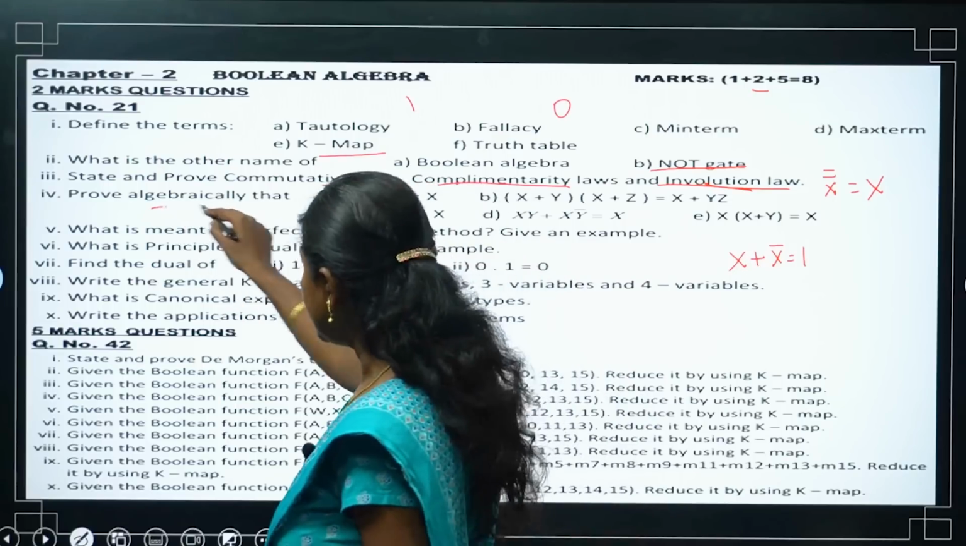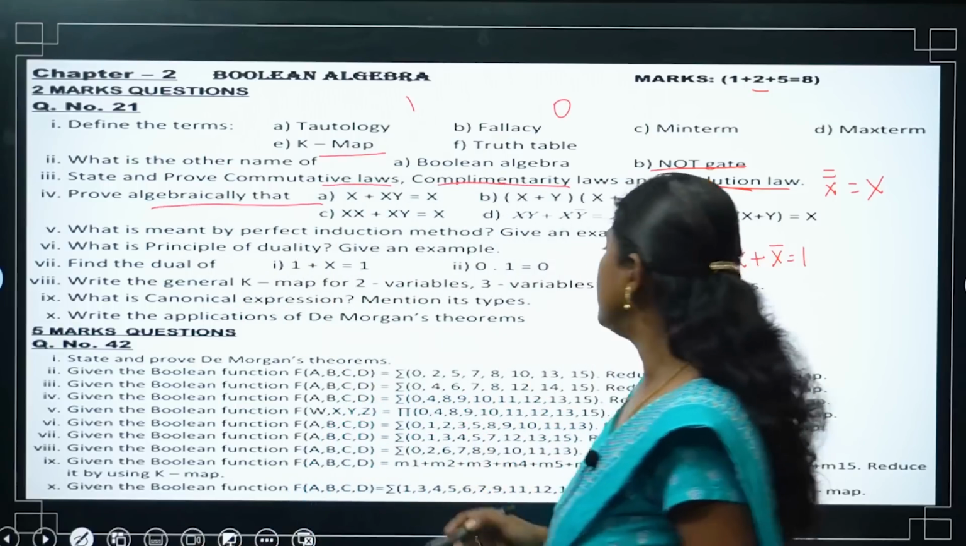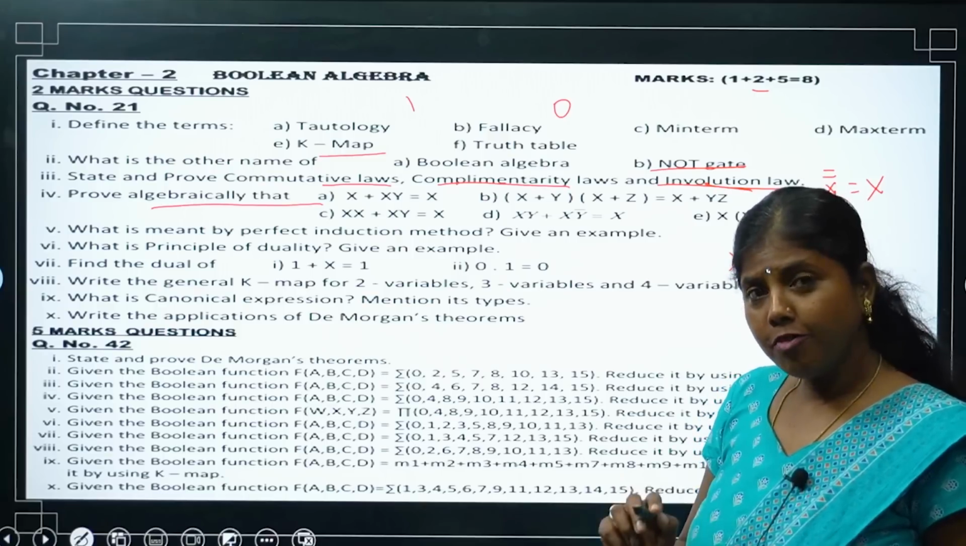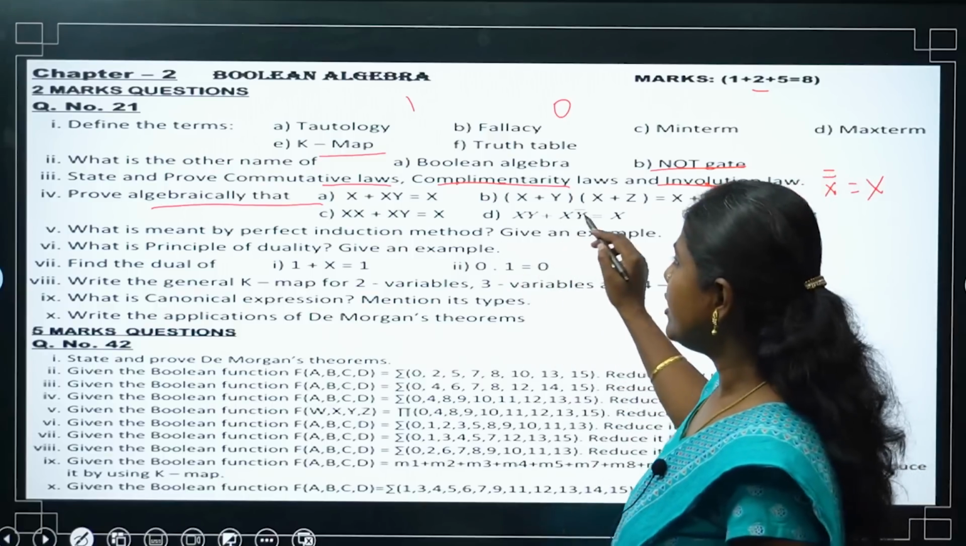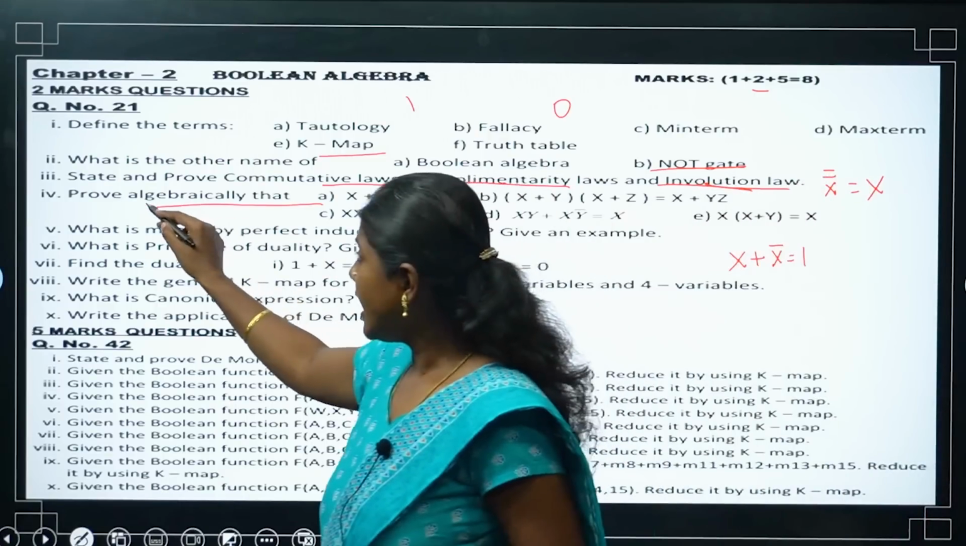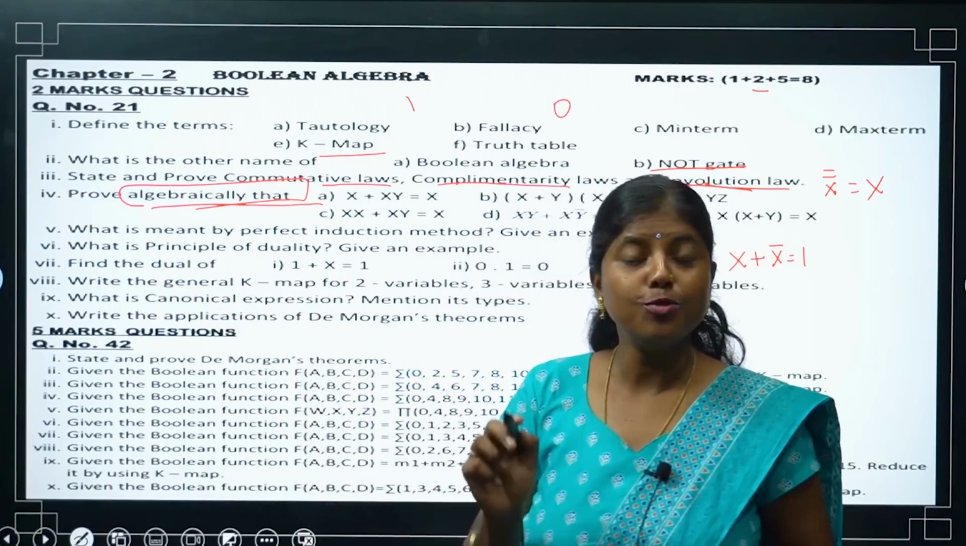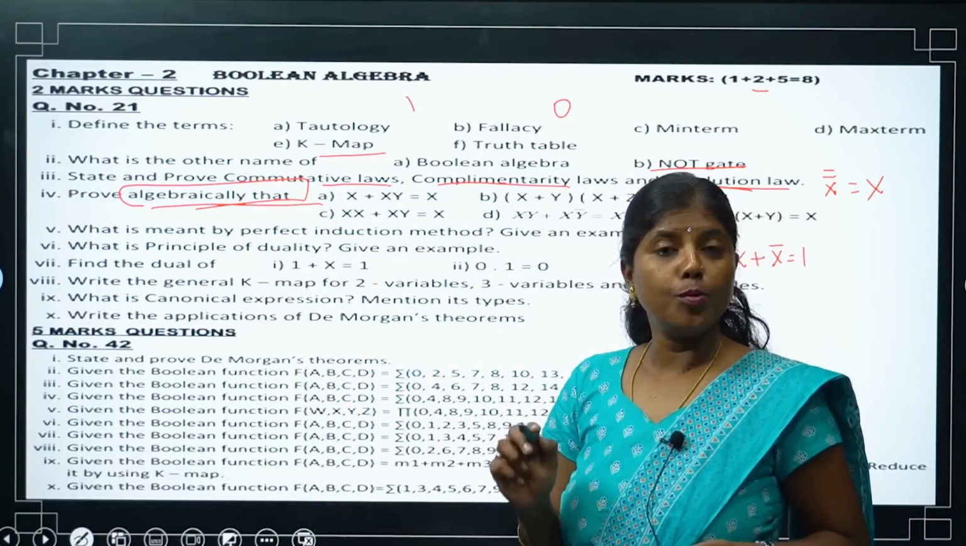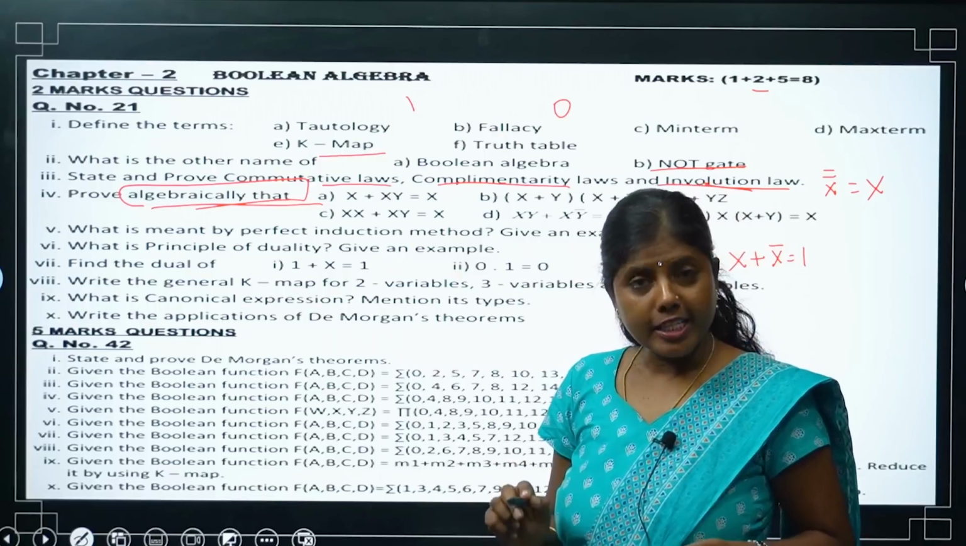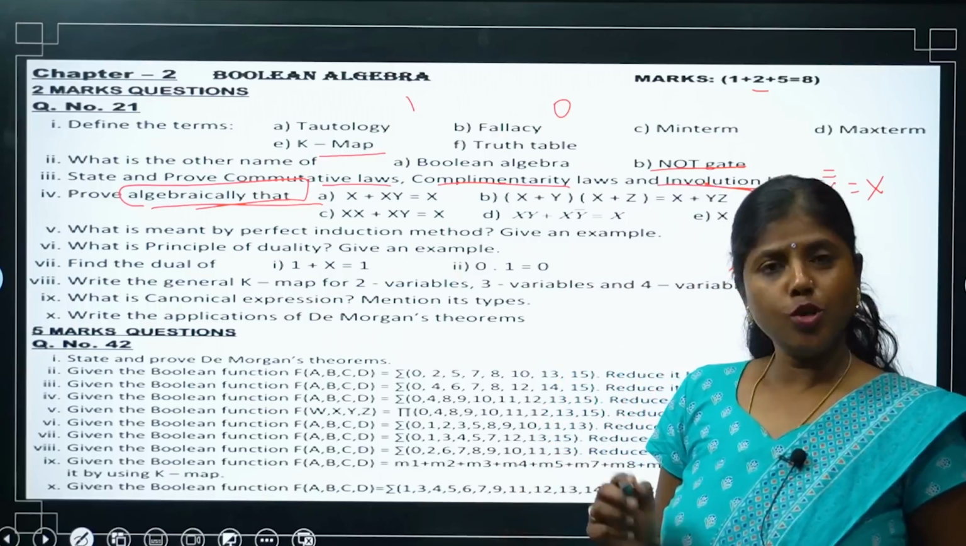So here, algebraically, there are a number of questions given. Whenever you're proving these kinds of laws using the algebraic method, it means algebraic method only, not the truth table method or proof by perfect induction. Algebraic method only you have to use. So how will you do it?